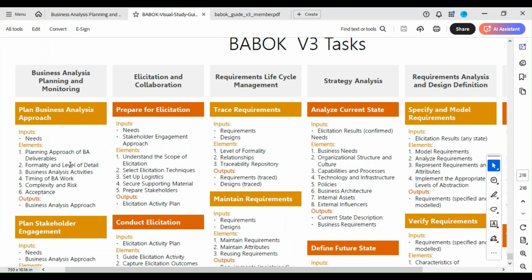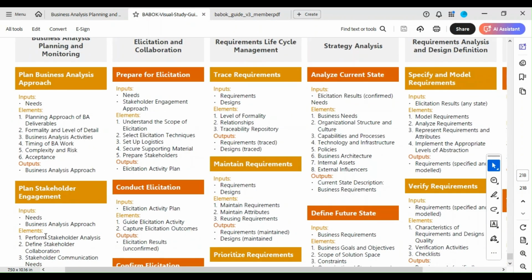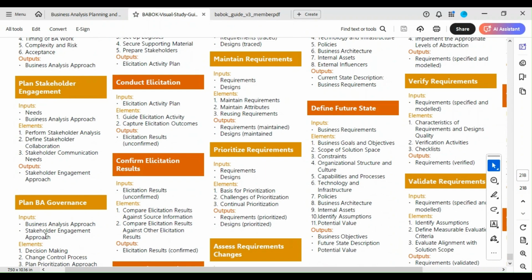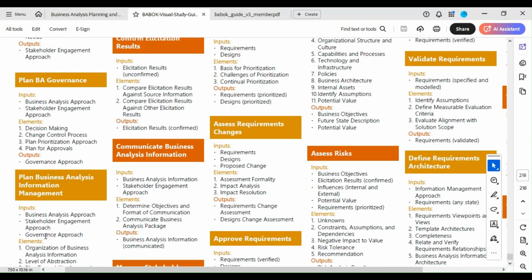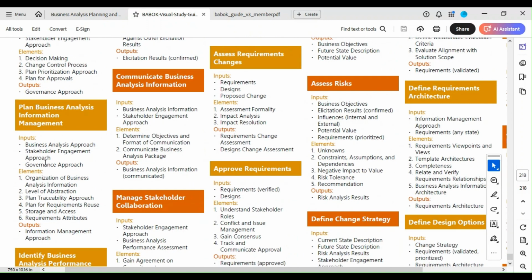And we are still on business analysis planning and monitoring. We've looked at plan business analysis approach. We've looked at plan stakeholder engagement. We've looked at plan BA governance. That was the last upload we made. And today we are going to look at plan business analysis information management.